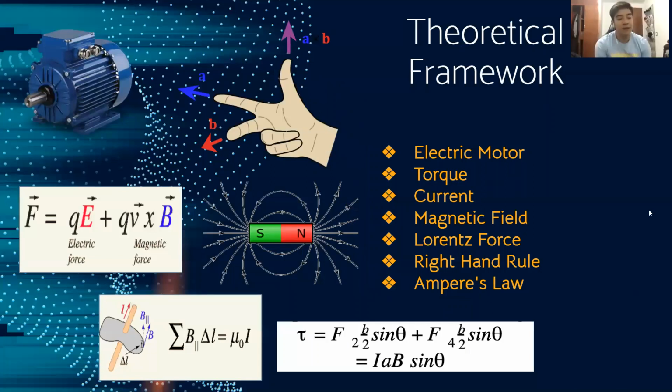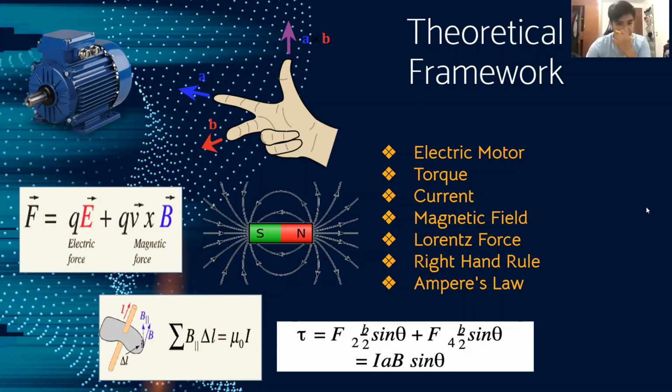Well, now that we know the objective of this challenge, it's important to talk about the theoretical framework. The next concepts are the key to solve this challenge. That's why we need to know and understand all of them. The concepts are electric motor, torque, current, magnetic field, Lorentz force, right-hand rule, and Ampere's law. I'm going to define some of these that we consider are the most important.